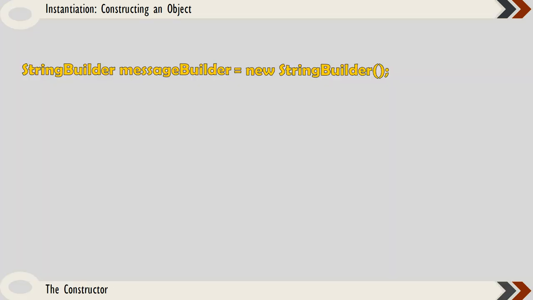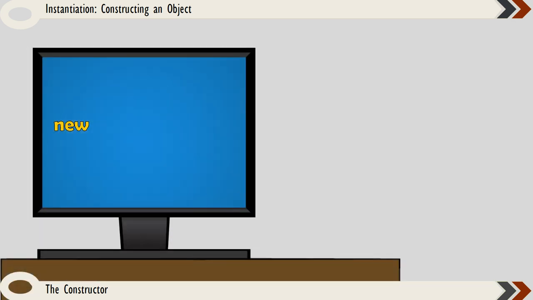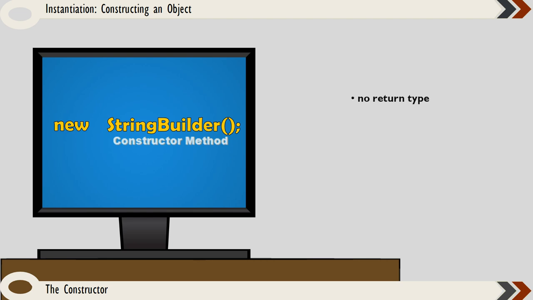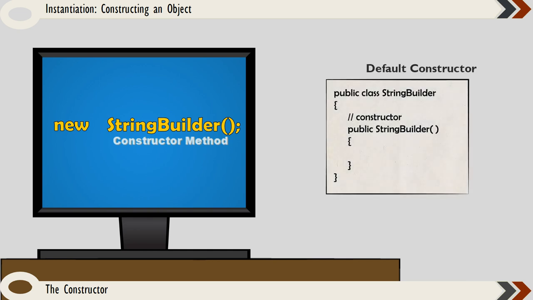Now that we know how objects are instantiated, let's look more closely at the new keyword and how it works. All objects have a special method called a constructor. The constructor method is automatically called whenever we use the new keyword to instantiate an object. In C#, the constructor method is a method with no return type and must be named exactly as the class name. The default constructor for StringBuilder looks like this.